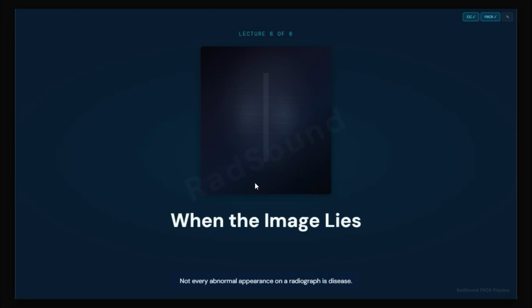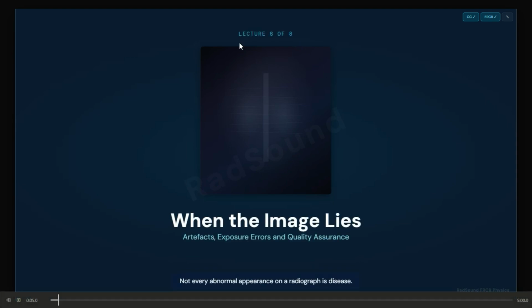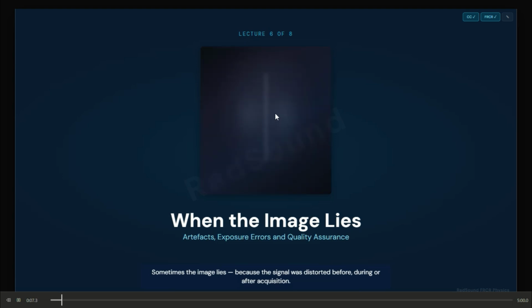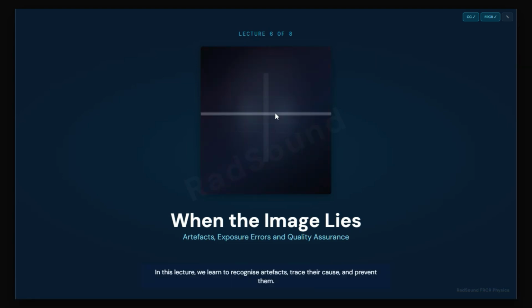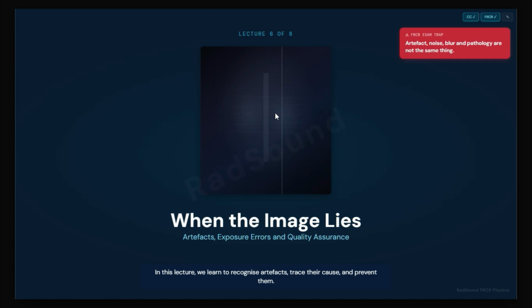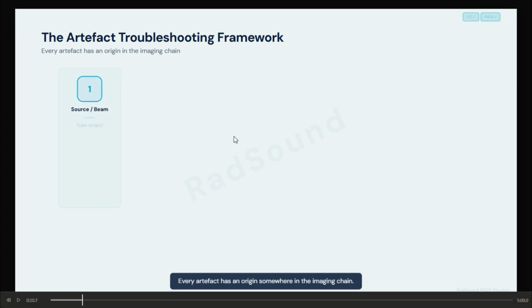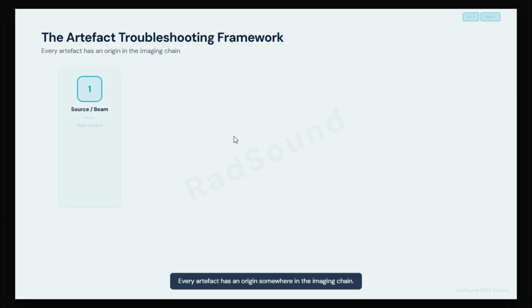It is a bit of many things. You can say it is just X-ray exposure, it is hectic because I see it is a grainy image, or a line there. Artifact, blurring, and pathology are not the same. So what happens when the image lies? Artifact. Every artifact has an origin somewhere in the imaging chain.